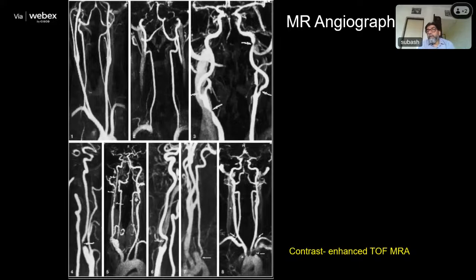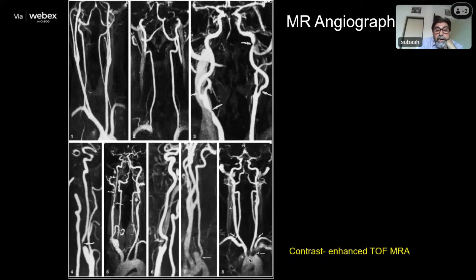So you can also do angiography. The conventional angiographies are very expensive, and they are invasive, and patients can sometimes have complications while angiography is done using conventional methods. But here you can do an angiography by MRI.